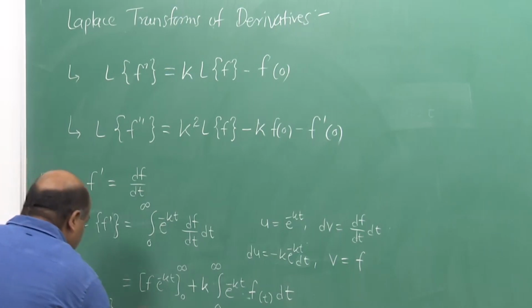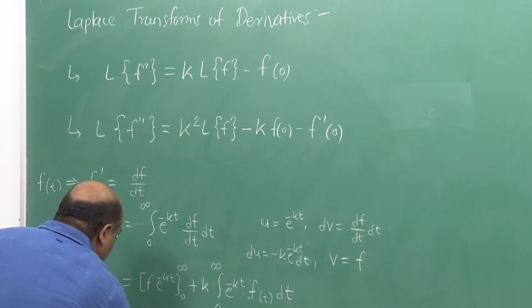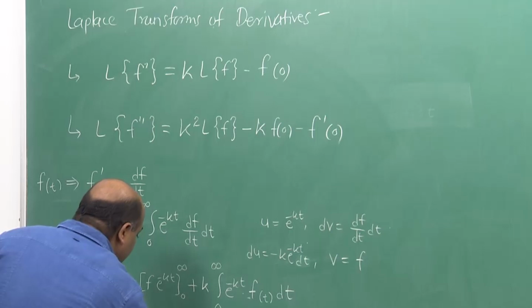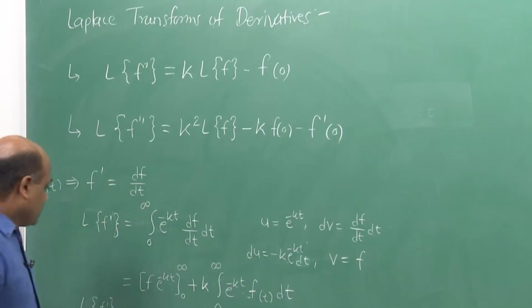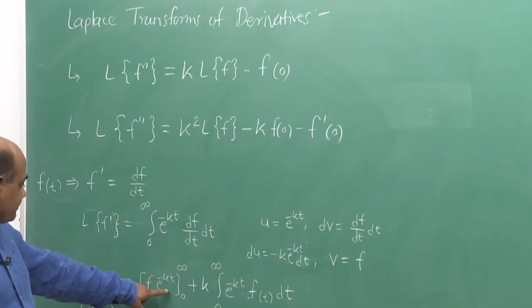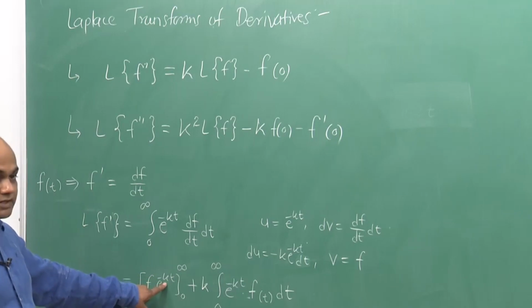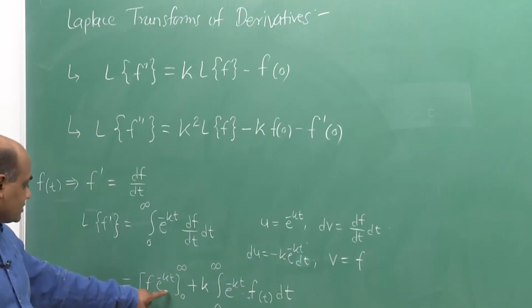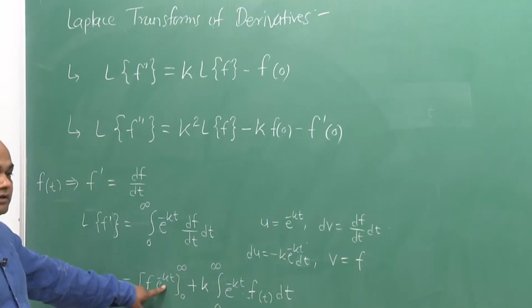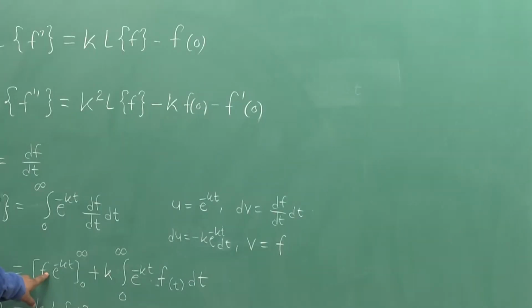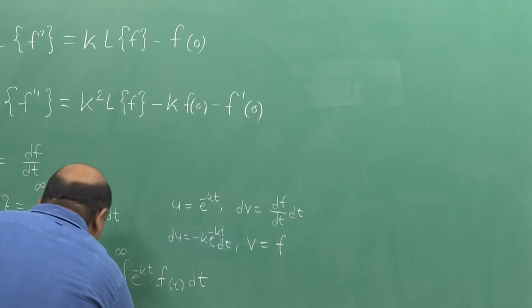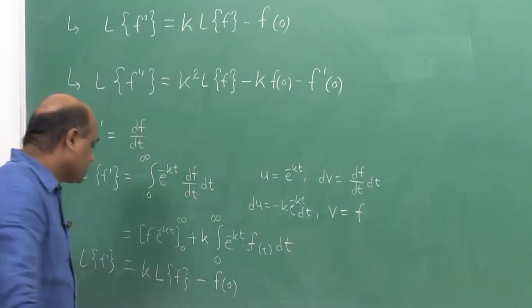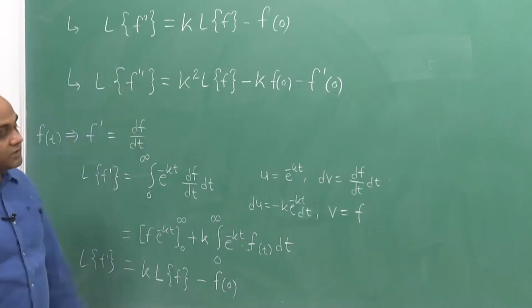So, it should be equal to k times L of f plus, and this at t equal to infinity is 0, at t equal to 0 this is 1. So, f into 1, this is basically f at t equal to 0. So, f of 0. So, this becomes minus f of 0, right. So, this proves our first formula.